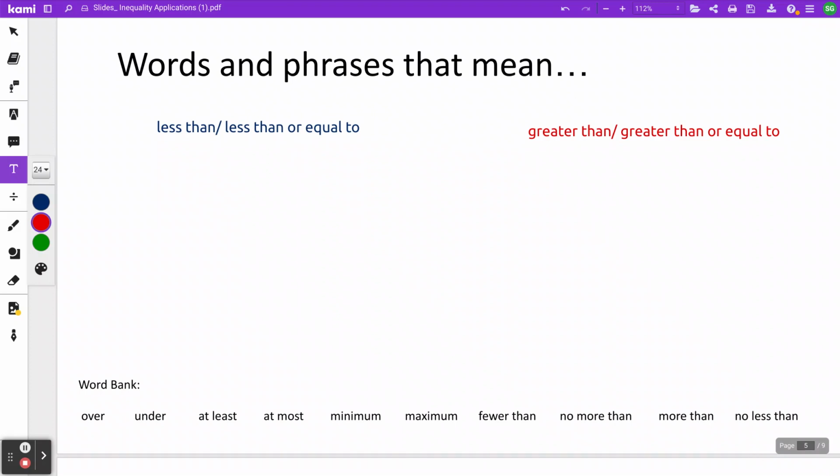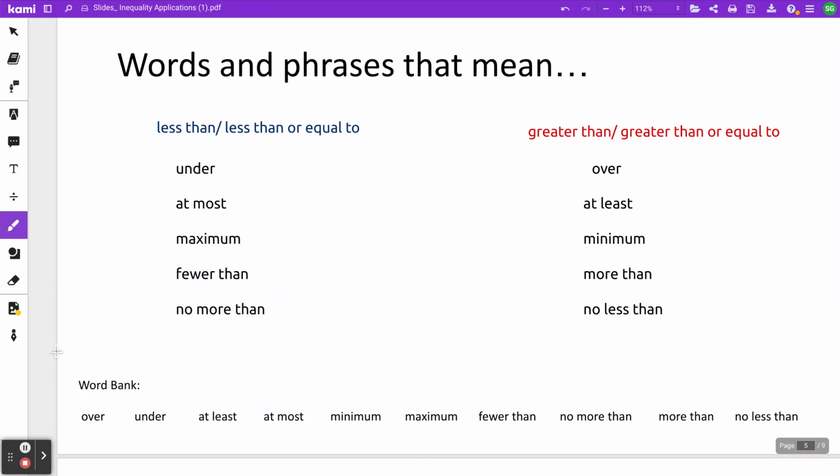And the nice thing about inequality words is a lot of times they come in pairs. So for example, over and under are an example of a pair. One of those is going to mean less than, and one of those is going to mean greater than. So again, I'm going to ask you to pause the video and see if you can sort all of these words into these 2 categories. Which words are going to mean less than or equal to, and which ones mean greater than or equal to. Pause the video, see if you can sort them, and then come back to get those answers.